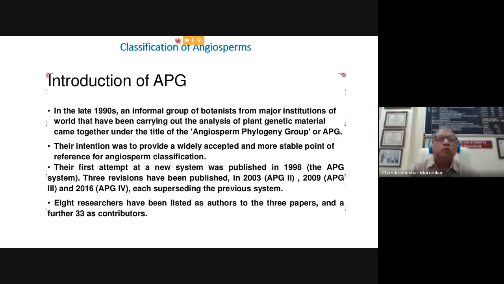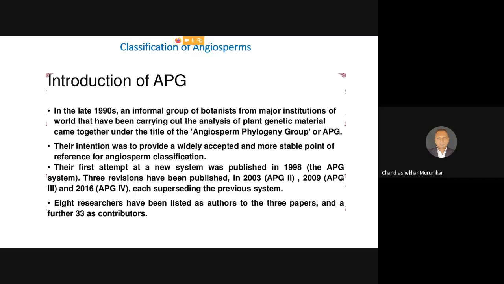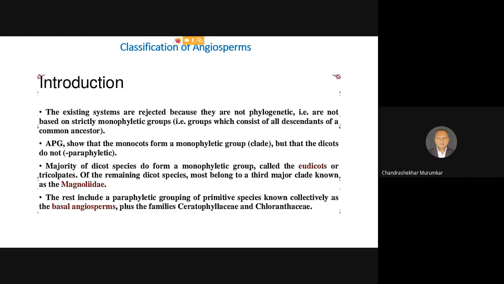So the APG classification system cannot be credited to a single taxonomist, but it should be credited to a team of people who are working on angiosperm phylogeny together all over the world. And because of that, the core angiosperm researchers are 8 and the contributors are 33. Deliberately, I have not given the names here. Now, the existing systems, the previous systems, are rejected because they are not phylogenetic.